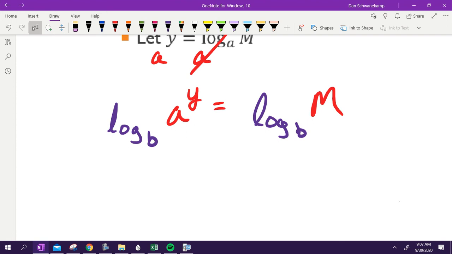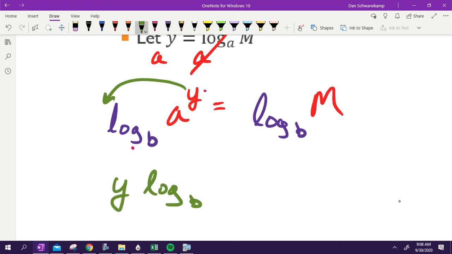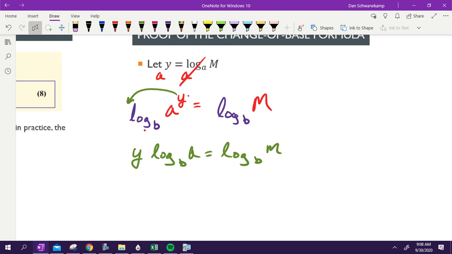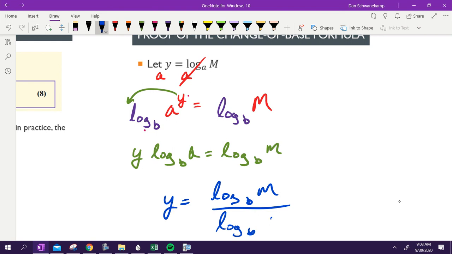Because what can I do with this y if I just took the log of that? I can put it in front, because I've got an exponent here and an exponent there, and what do we do with those? We multiply with them. So I could take that y and put it in front. It didn't matter what the base was, because I can still write it in front no matter what. And if I want to get y by itself now, what would I need to do to finish? Divide. y is equal to the log base b of m, divided by the log base b of a, the argument. Or, I'm sorry, of the base.